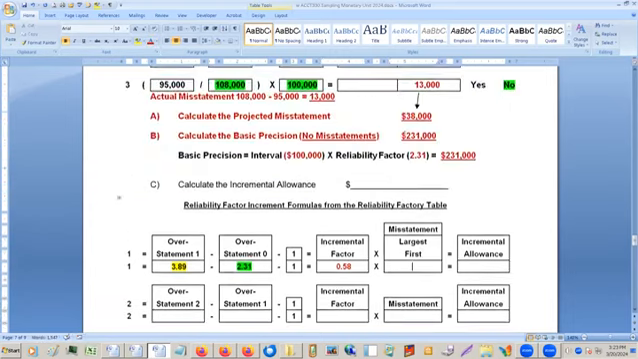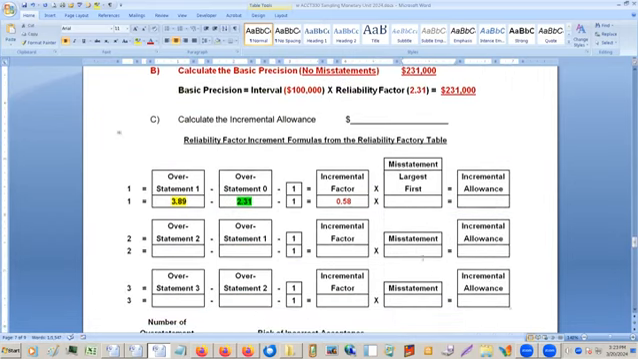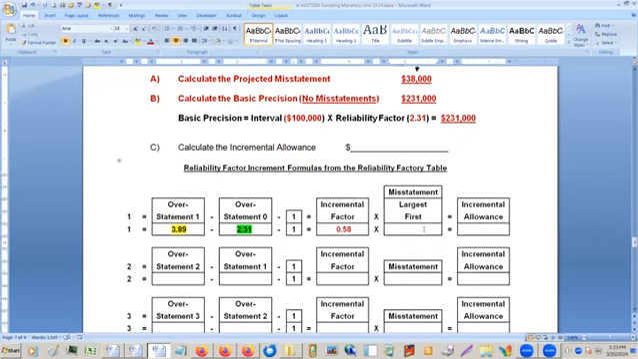We are going to plug in the only loss we have. It's the largest one, but it's also the only one. So 25,000 times 0.58, whatever that is, 14,500. So that is our incremental allowance. We're saying that this could actually be off by a little bit more because we have misstatements.